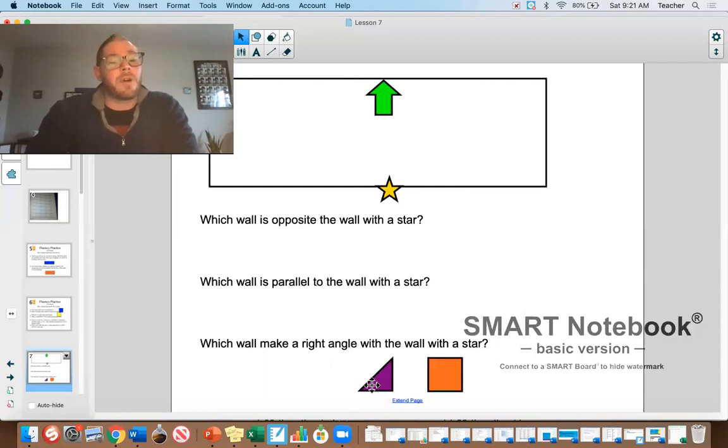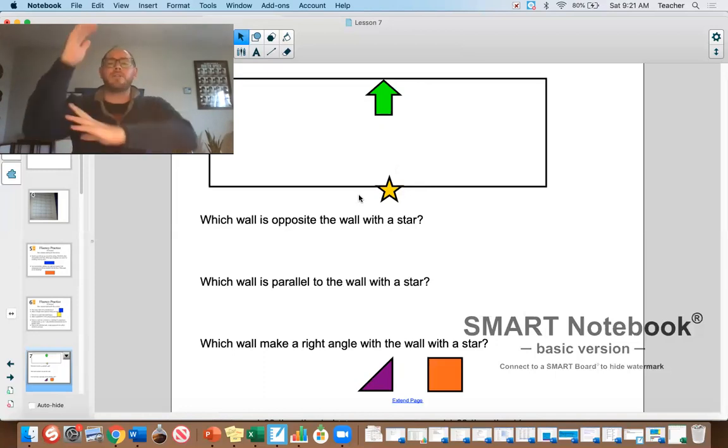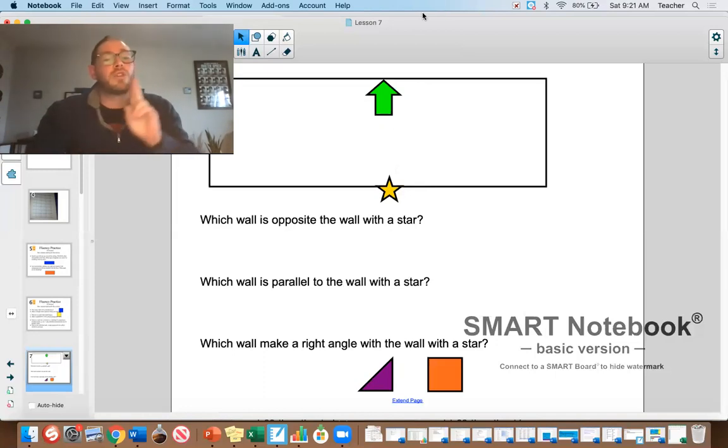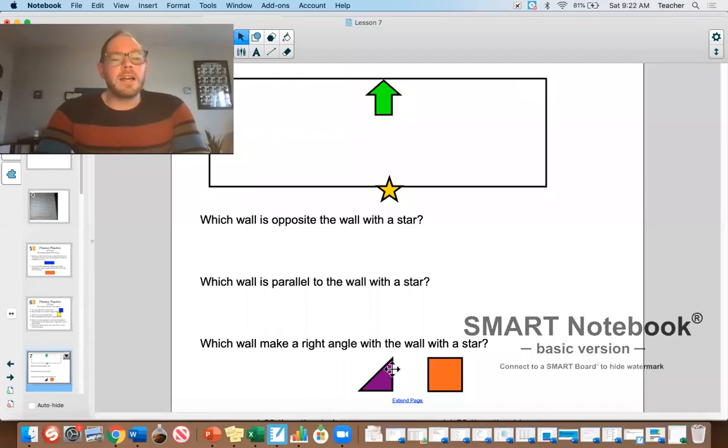Now, we need to figure out which wall makes a right angle with the wall with a star. So which wall makes a right angle to the wall with the star? And there are 2 of them here. So let's see if we can figure out which ones they are. I'm going to use my square because I know a right angle looks like the corner of a square. I'm going to put my square in a corner to see if it makes a right angle. Let's see. That looks just like it makes a right angle.